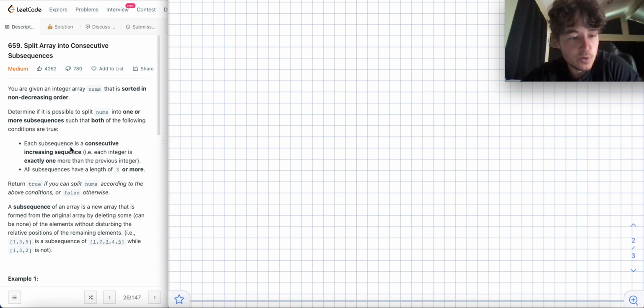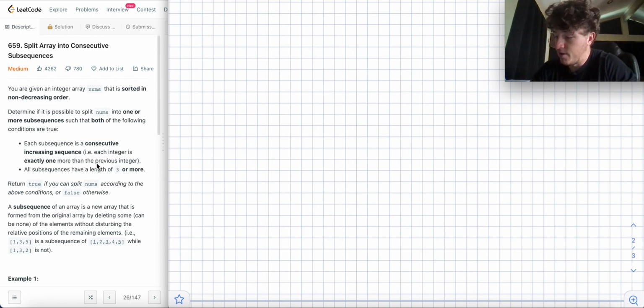Each subsequence is a consecutive increasing sequence. Each integer is exactly one more than the previous integer. Okay, so your subsequences are going to be increasing one by one, right? You're not going to have a subsequence like 1, 2, 5, 6, 7. It's going to be 1, 2, 3, 4, 5, 6, 7, or whatever, but it's increasing by one within that subsequence. Okay, so that's an interesting condition we need to think about, right?